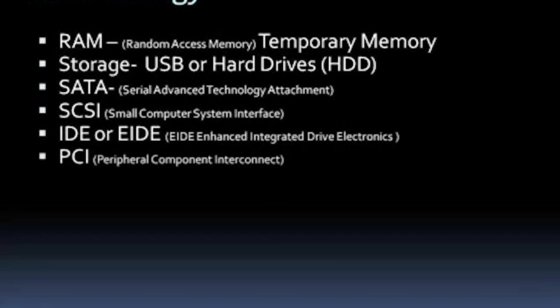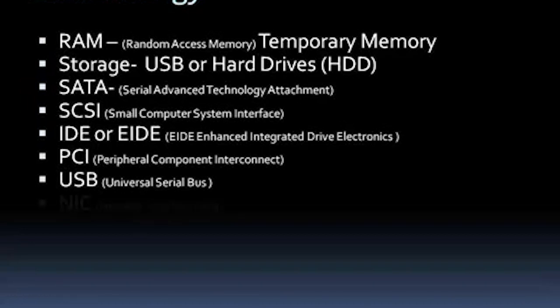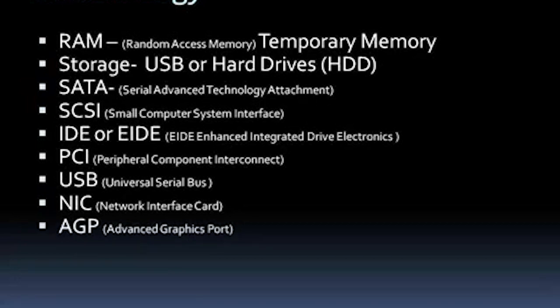PCI is basically a device that can plug into your computer. It's a slot on your computer. Then you have USB, which is Universal Serial Bus, which is basically anything that can plug into a USB port. For example, a mouse, a camera. All these are USB devices. You can have a USB jump drive or thumb drive, as they're referred to. NIC stands for Network Interface Card. AGP is Advanced Graphics Port, and it's one of the ways that video, depending upon your computer, may have an AGP slot.